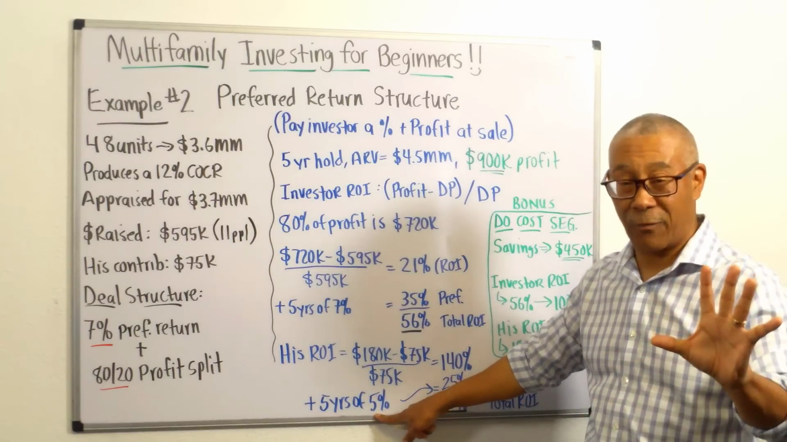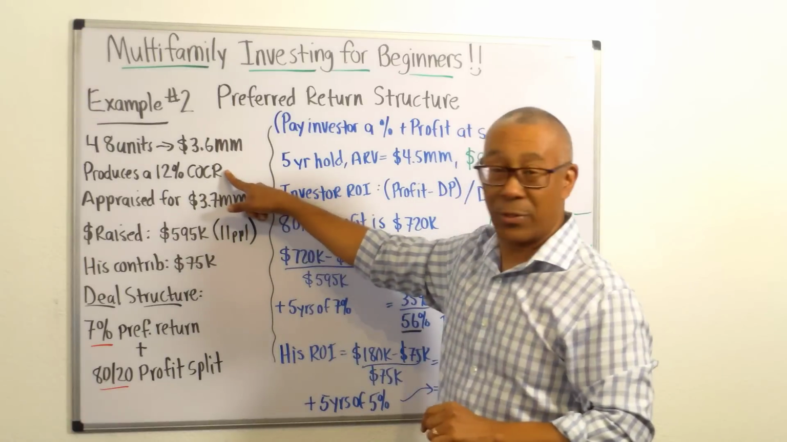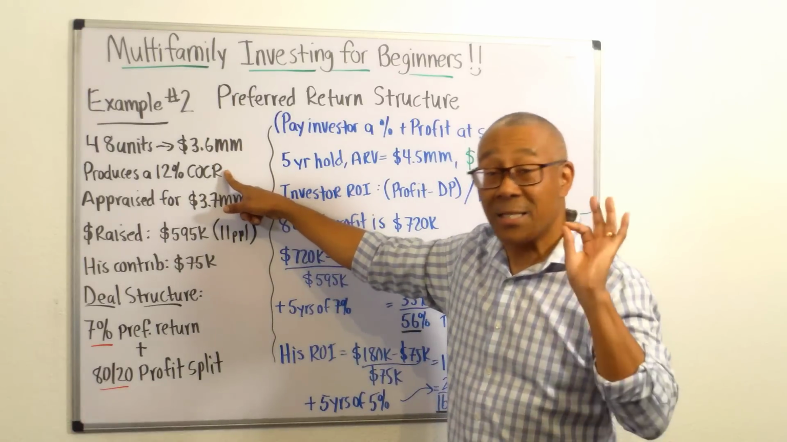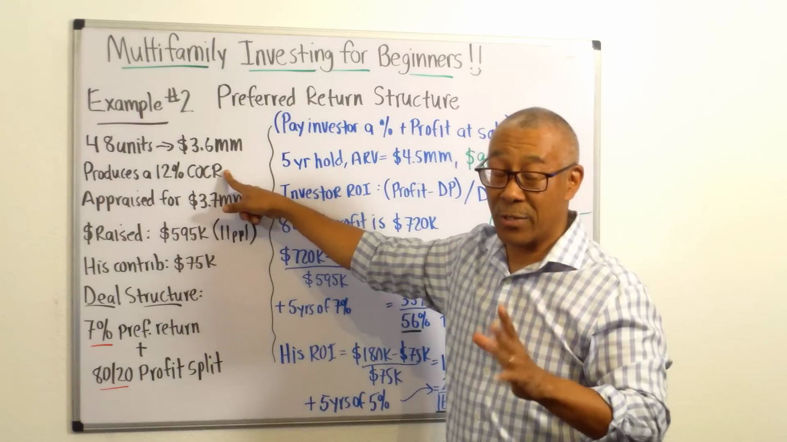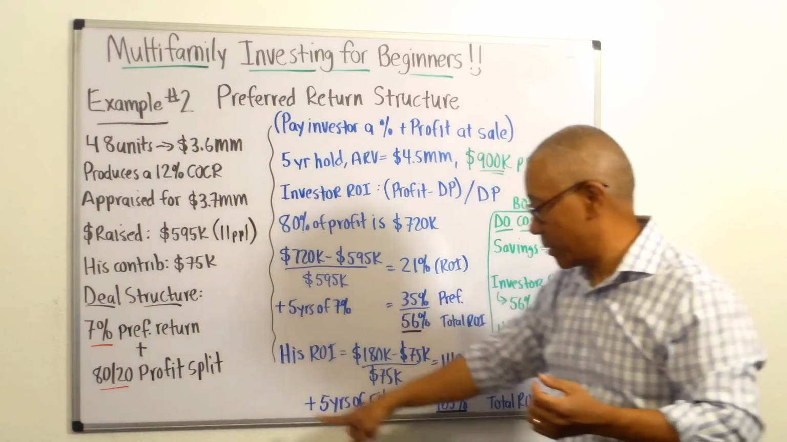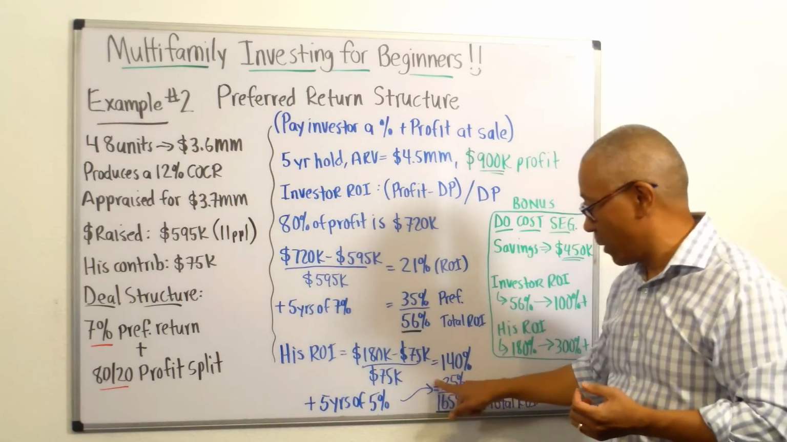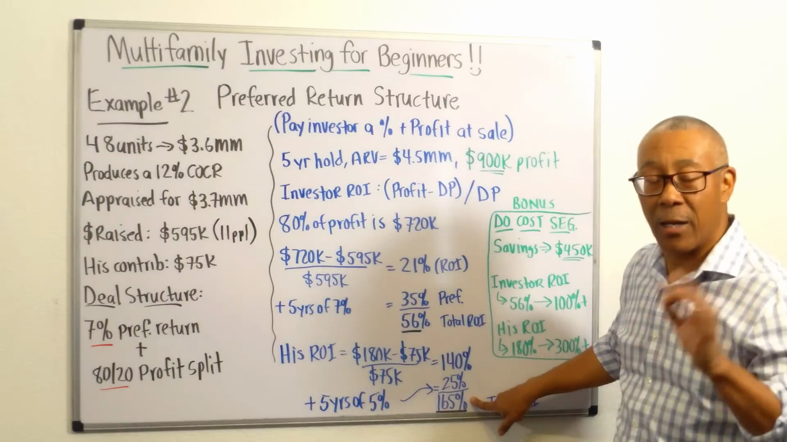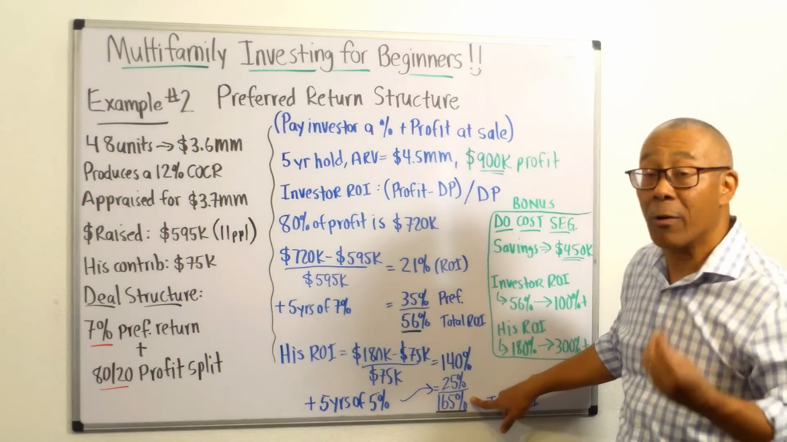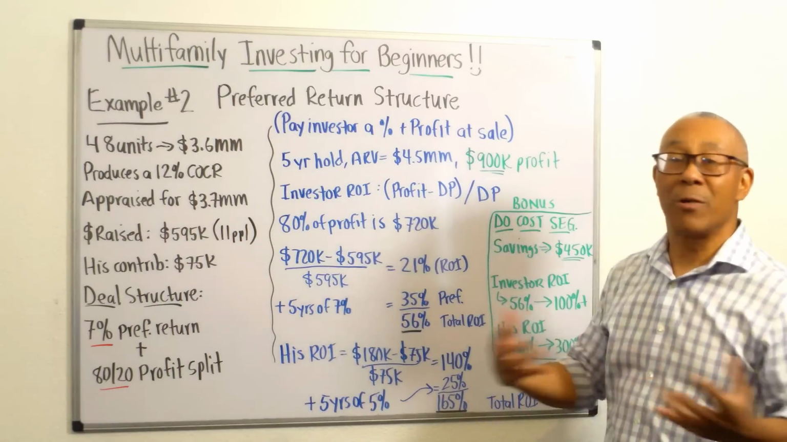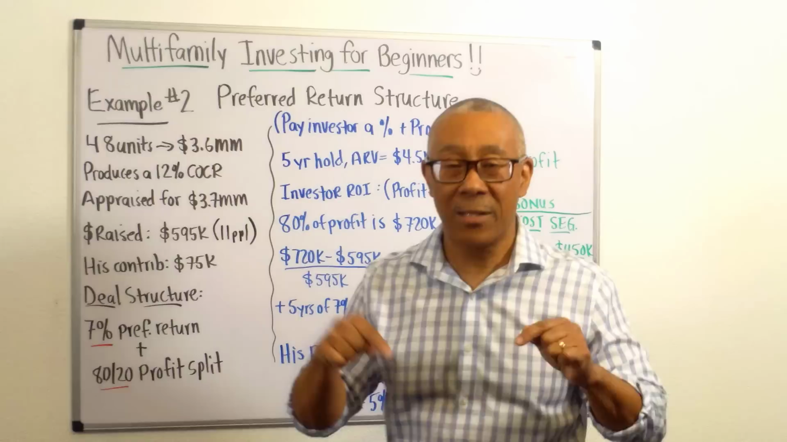So how do I calculate the 5%? Don't forget, the property produces a 12% return. 7% of this goes to the investor, the 5% goes to our student, okay? So 5 times 5 is 25. So our student's making 165% ROI over 5 years. How is this possible? Why does he deserve that?